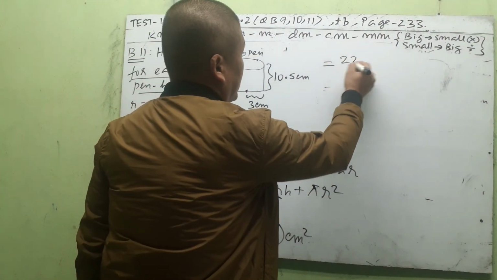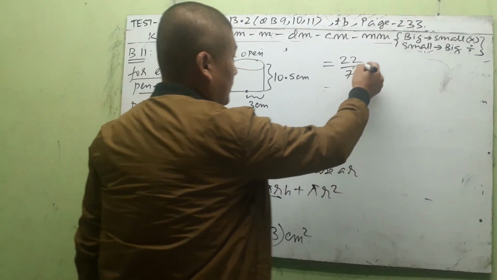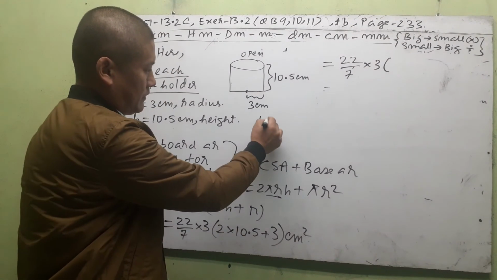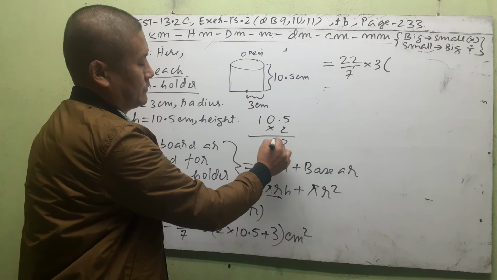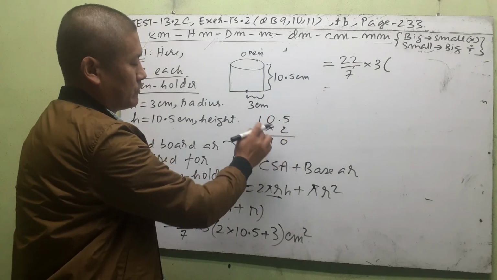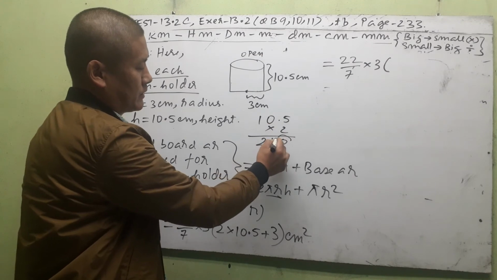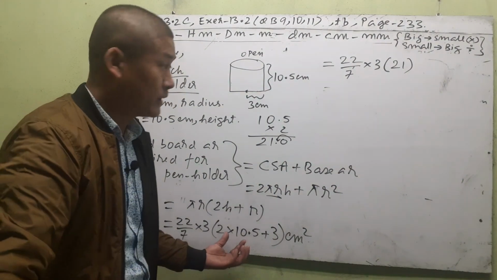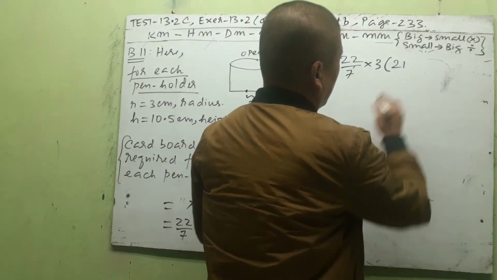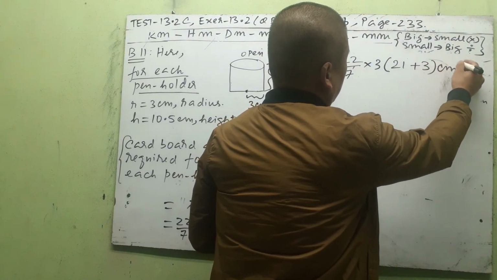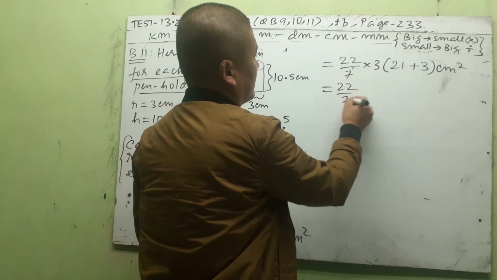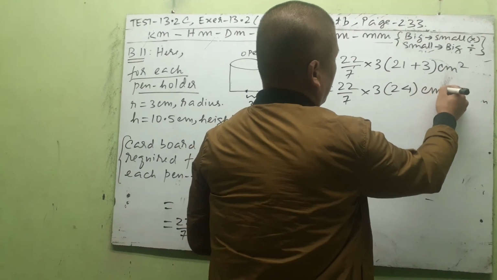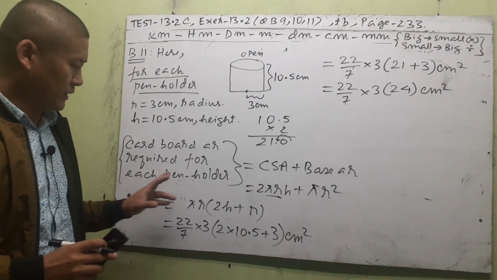It will be 22 by 7 into 3 into 2 into 10.5. 2 fives are 10, 0 is there, so 10 I put it, 2 ones are 2. One decimal place, so the decimal will come between 1 and 0, so that is 21. Plus 3 centimeter square, so there will be 22 by 7 into 3 into 21 plus 3, 24 centimeter square. So this is the cardboard area for each pen holder.